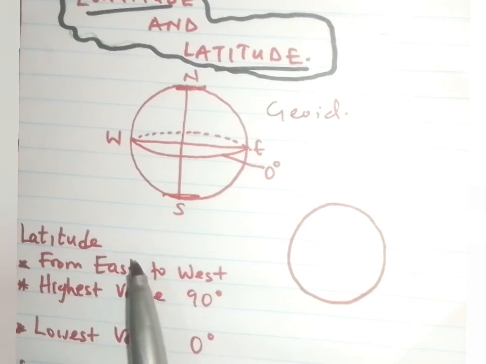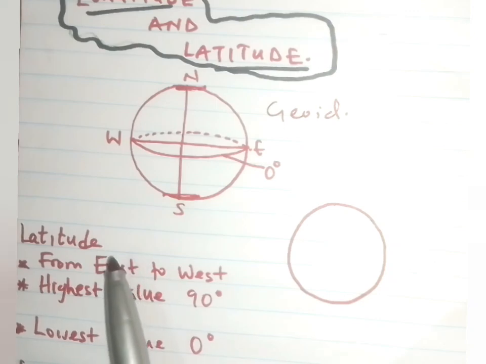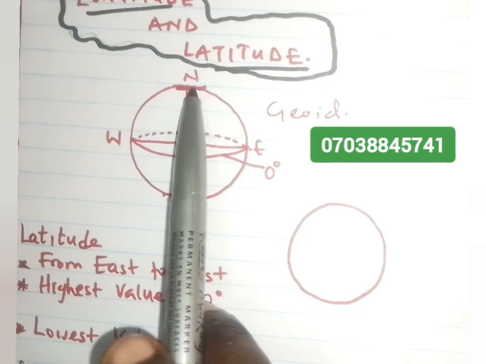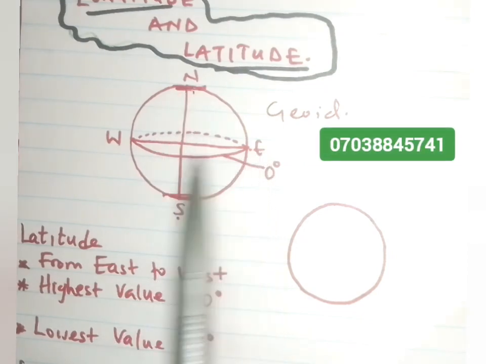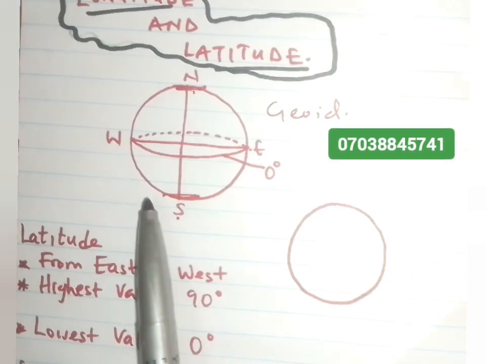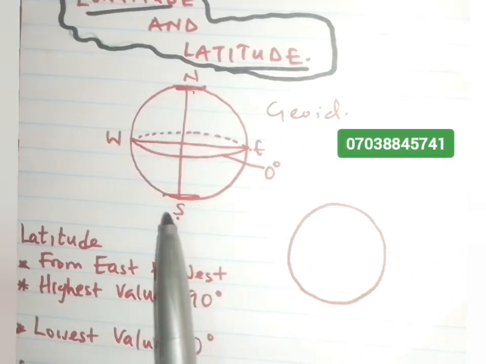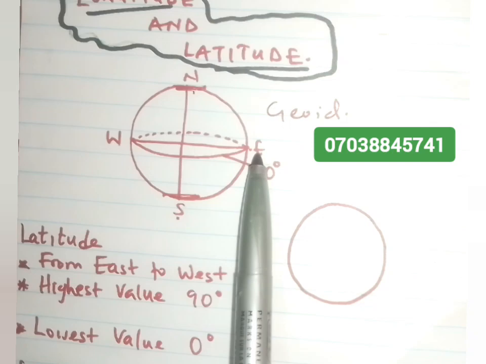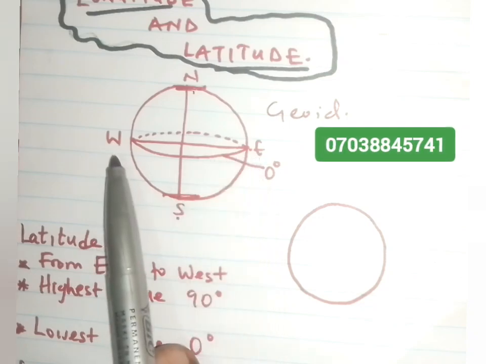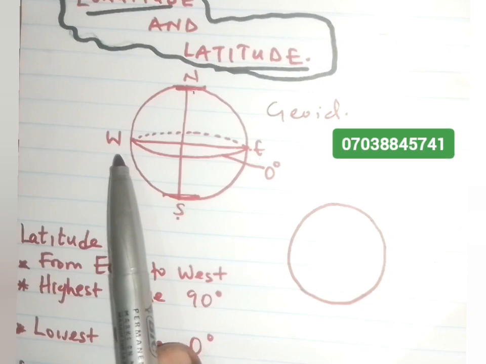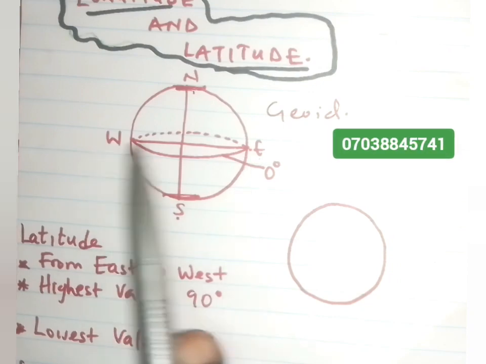Now, before you can understand this topic, you need to know about the four cardinal points. There are four cardinal points. You have the North at the top, South at the bottom part, East on the right hand side, and West on the left hand side. So take notes. East, West, take note of that.